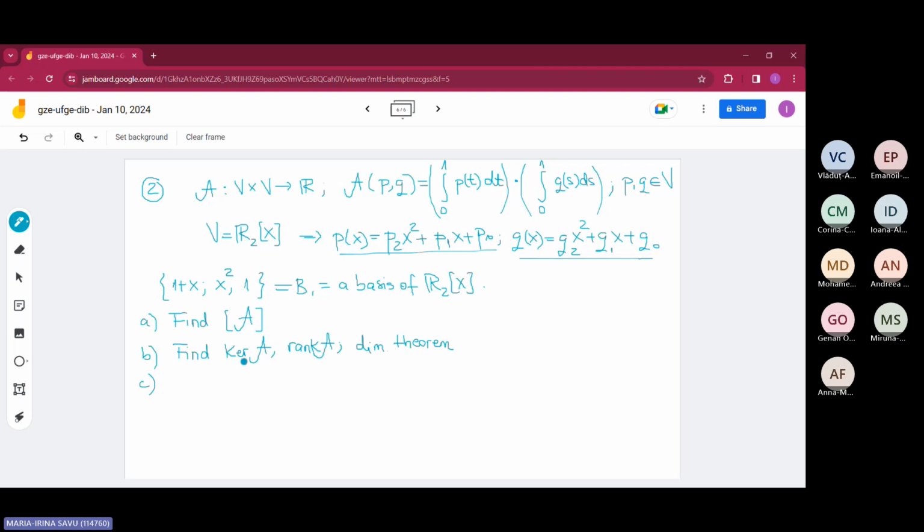Okay, find the matrix A. Is A positive or negative defined? Let's see. But here the matrix A must be written with the basis B1.